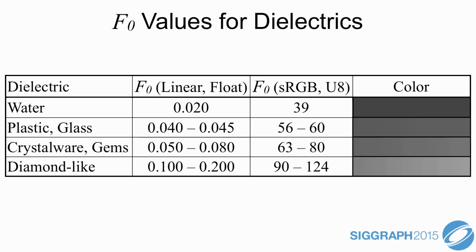Since the vast majority of dielectrics that you'll see in practice fall into the plastic glass row of this table, it's not unusual in many engines or texturing systems to just set a constant dielectric color of 4% and call it a day.